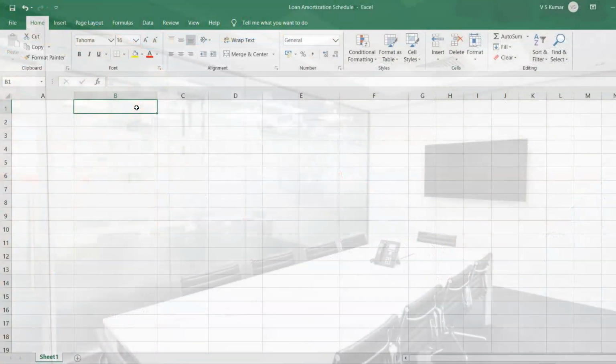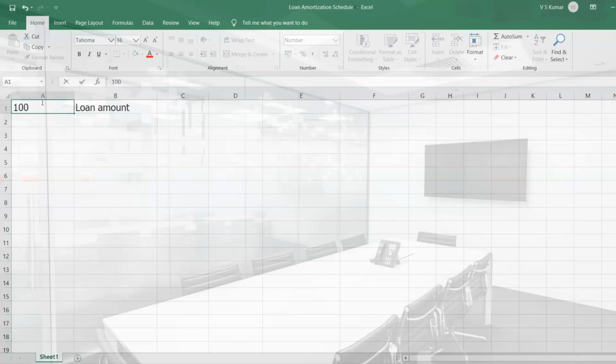So let us imagine the loan amount is rupees 1 lakh. Interest rate per month is 1%. Number of payments is 12 payments.